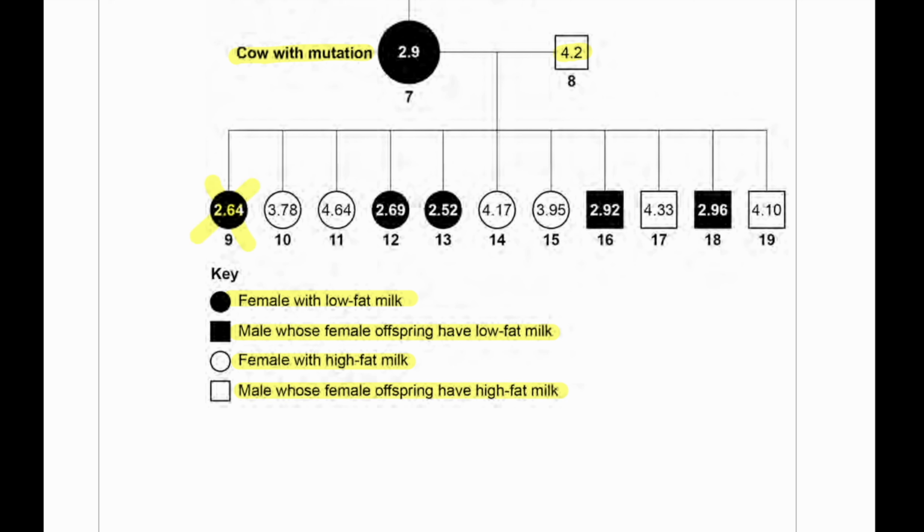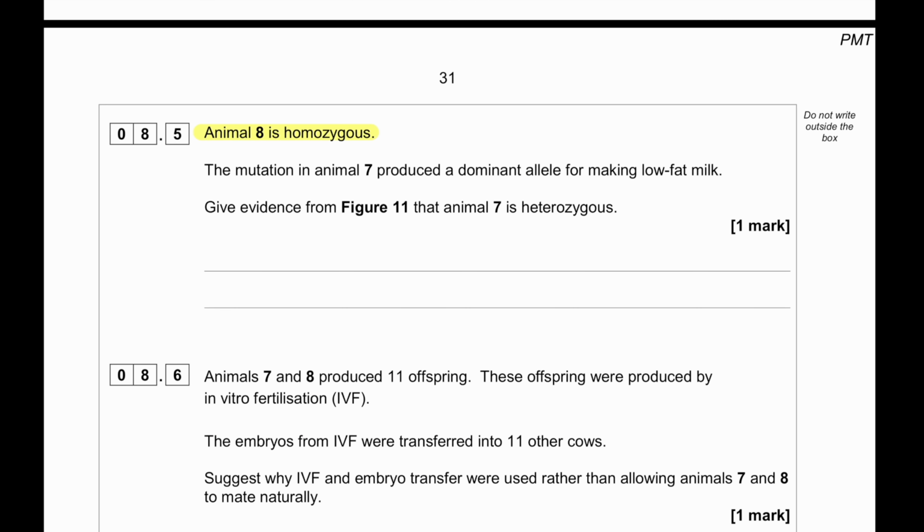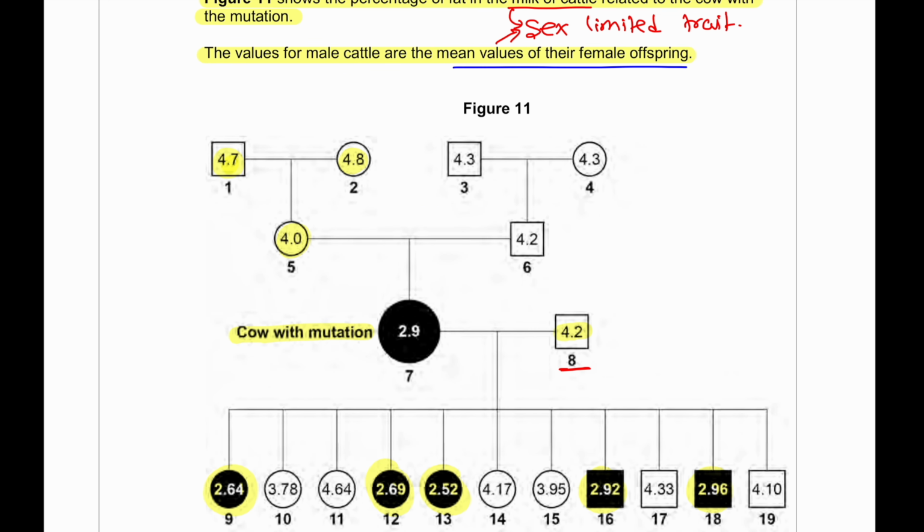Animal 8 is homozygous. The mutation in animal 7 produced a dominant allele for making low-fat milk. Give evidence from figure 11 that animal 7 is heterozygous. We can see that the animals above have high fat. And then going forward, some of them have high fat while others have low.